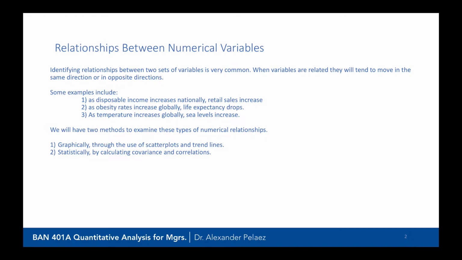And we have two methods that we'll primarily use for this. Number one is we'll use a graphical method using scatter plots and trend lines, and statistically we can actually calculate numerical measures to give us a better idea of what's actually happening. And sometimes that's important because you may or may not be able to see some of the trends easily in a graph, although most times you will.